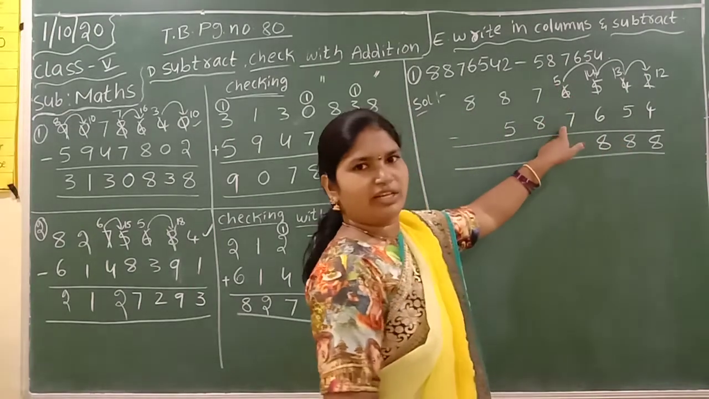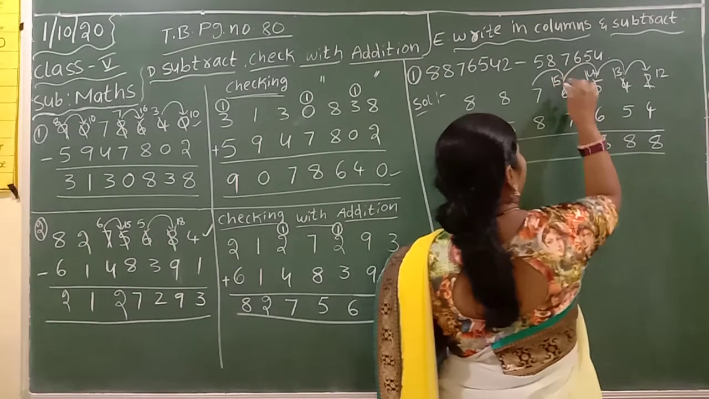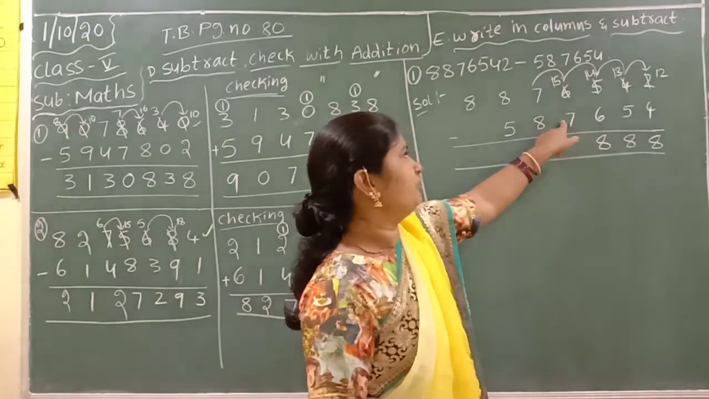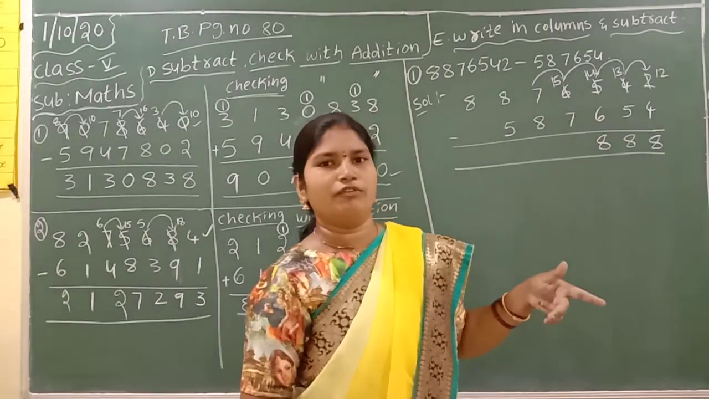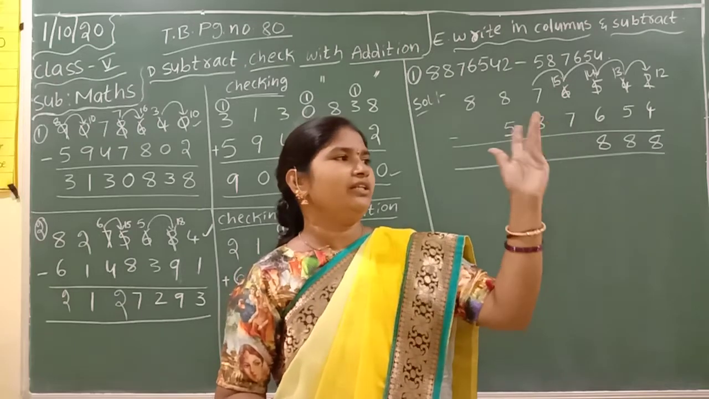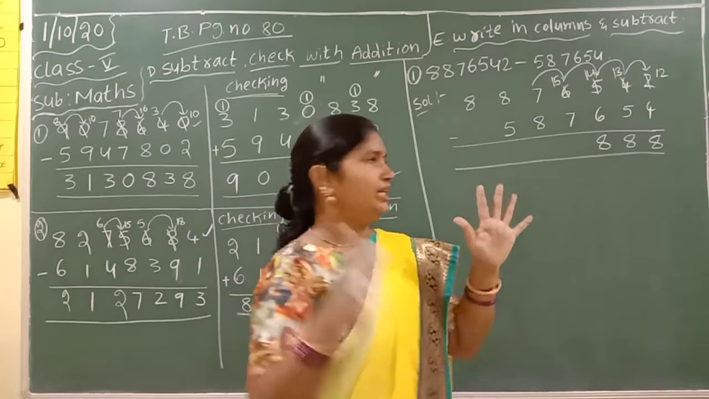5 minus 7, this one also not possible. Again take borrow, 15. 15 minus 7. Again start counting from 7 after 2. 7 after 8, 9, 10, 11, 12, 13, 14, 15. Again 8.